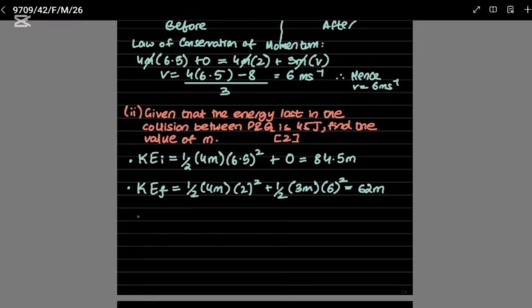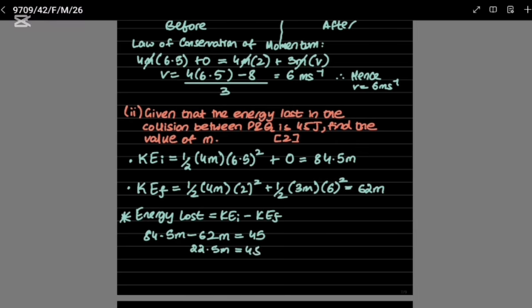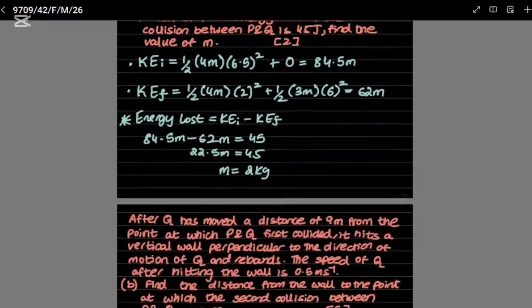Now the energy lost is kinetic energy initial minus kinetic energy final. Remember this. So 84.5m minus 62m is equal to 45. What is 84.5 minus 62? 22.5m is equal to 45, so m is equal to 2 kg. So easy and simple.